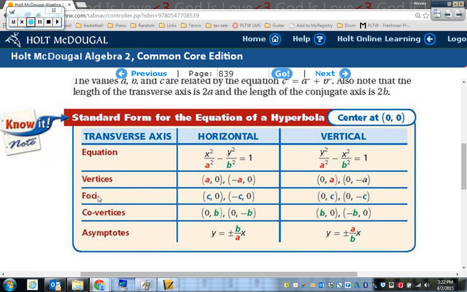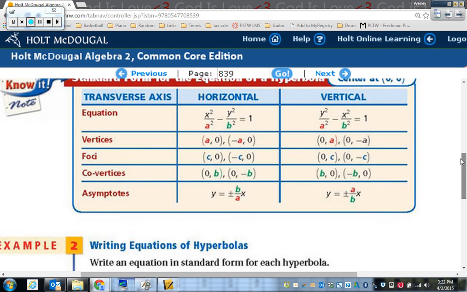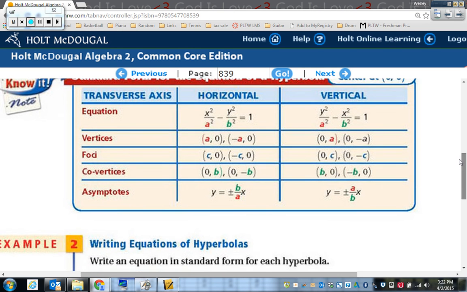Vertices, the foci, and the co-vertices are going to look pretty much the same. The only difference is they're adding this little thing called the asymptotes. Well, the asymptotes are plus or minus b over a times x. Well, b over a gives you the slope of the line times x. Okay, so we're adding that little thing there. Now, for our purposes right now, what we're trying to find is the equation. So for the equation right now, all I need is a and b.